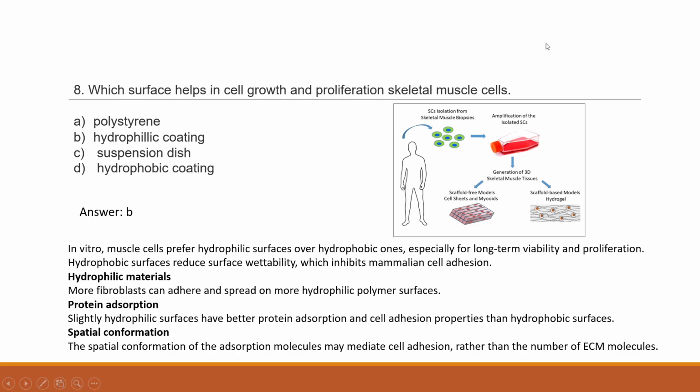If you grow on plates like this, you will get a monolayer of cells. But if you want to go 3D or scaffold models, then you can go to cell sheets, scaffold free model sheets, and myoids, and then you can go for scaffold models like hydrogel. This will help in different arrangement of your cells and will give you a different type of tissue if you want to check something at a tissue level.